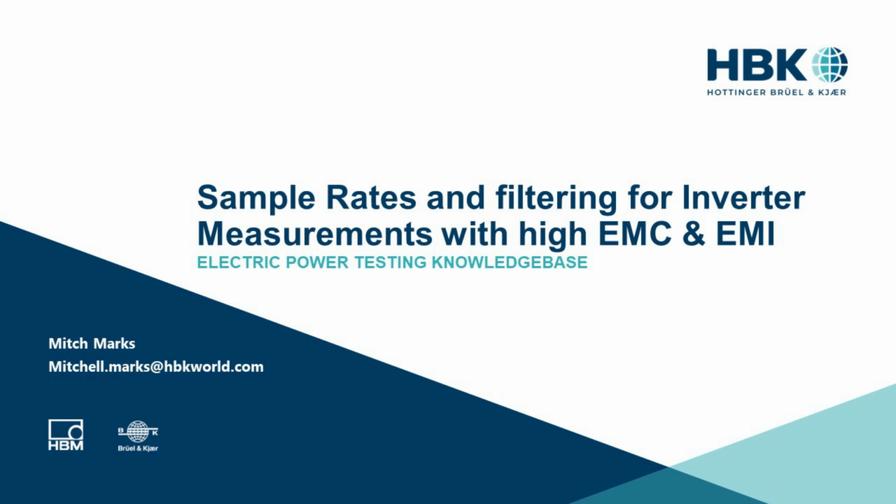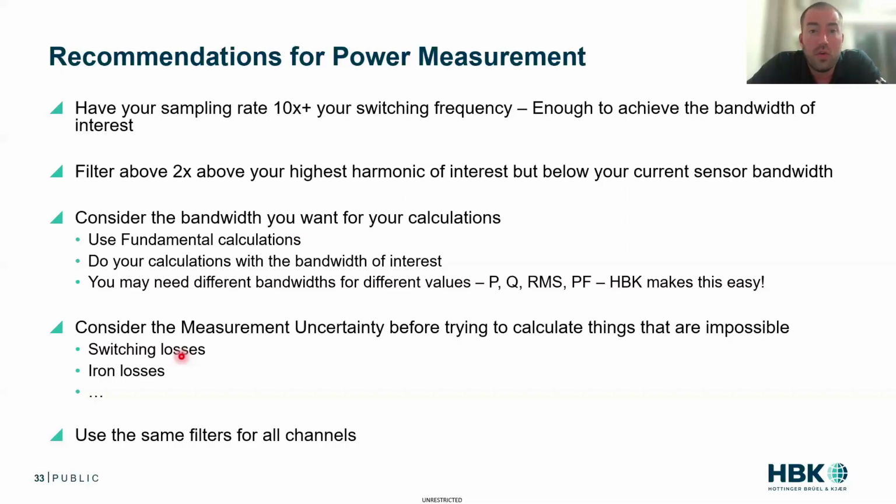All right. I'm doing okay on time, so I might go through this quickly, but we're going to share these slides because this is some practical hints on switching rates and filterings. So for a power measurement, I'd say have your sample rate about 10x your switching frequency to get that switching information. You want that for the power, but you don't need all the super high frequency details because no power transmits in that. You want to have the bandwidth of interest.